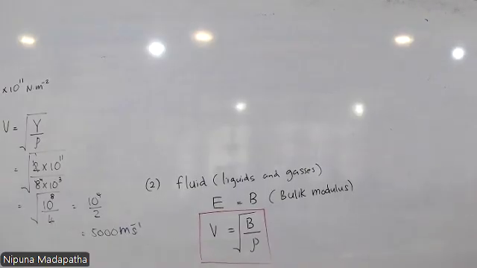Find the speed of sound in air. The density of the air equals 1.3 kg per cubic meter. The bulk modulus of the air is 1.4 times 10 to the power 5 pascals.